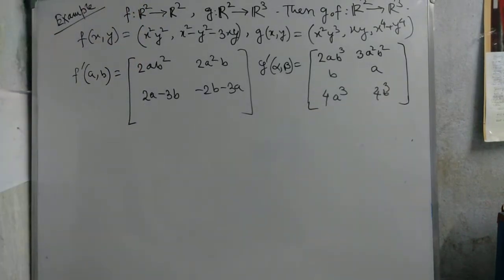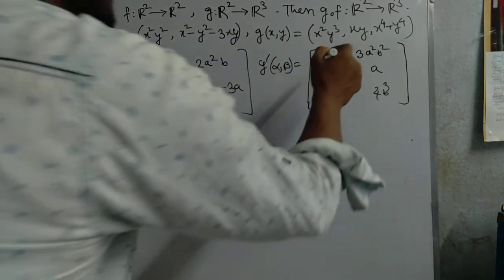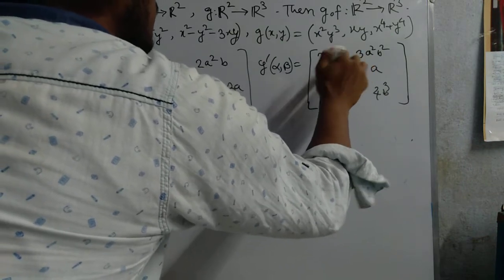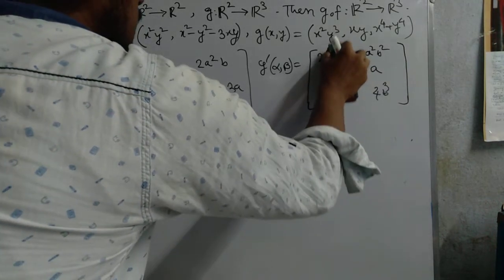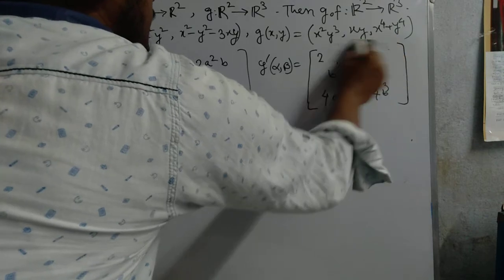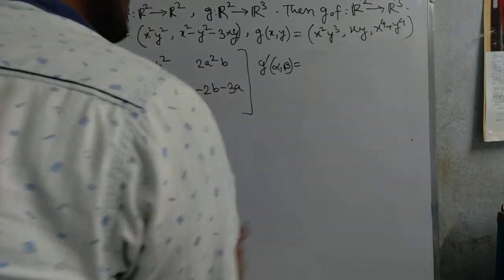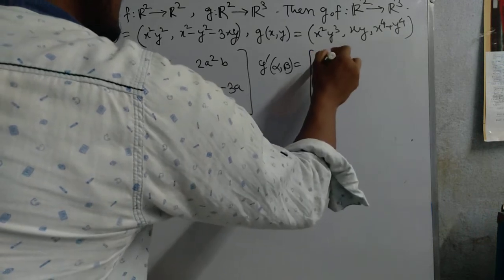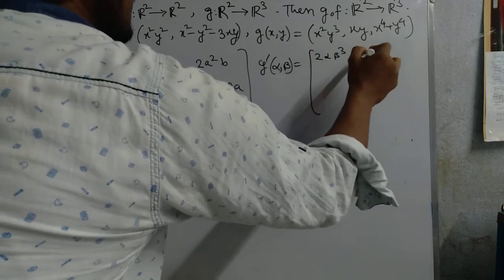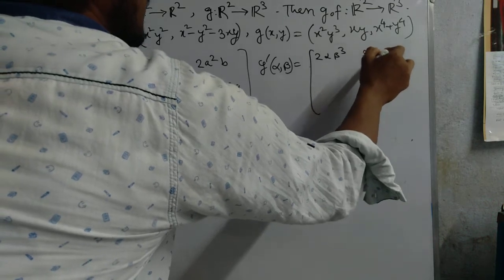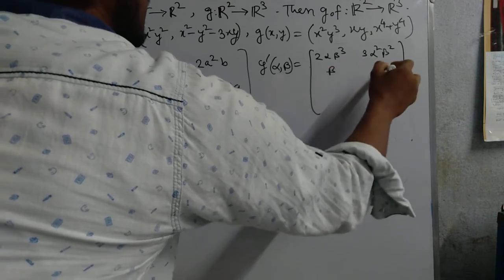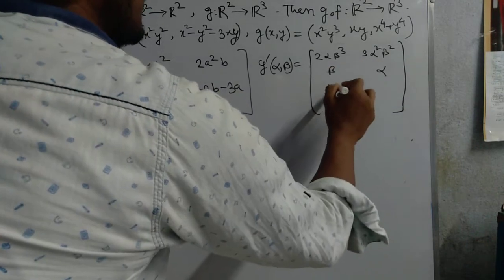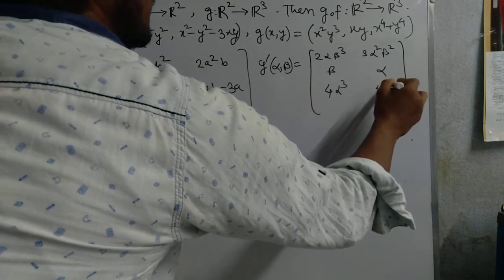Then we go on to further discussion. Here we construct α and β, this one α, this one β. We erase this and write again: g′(α,β) = [[2αβ³, 3α²β²], [β, α], [4α³, 4β³]].